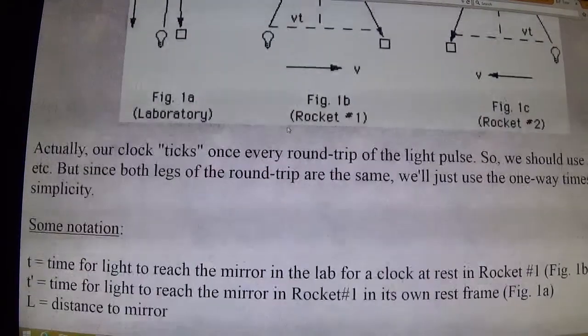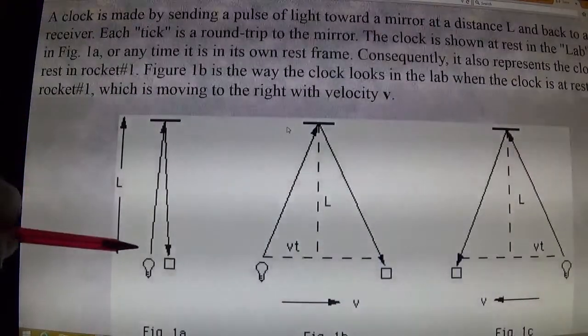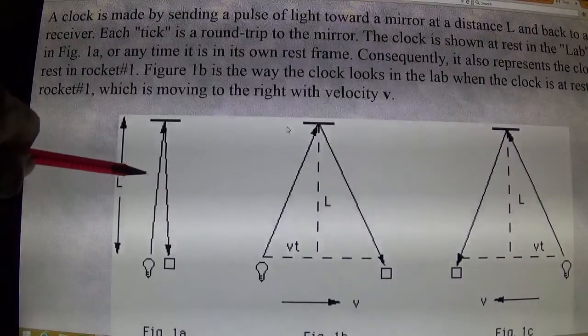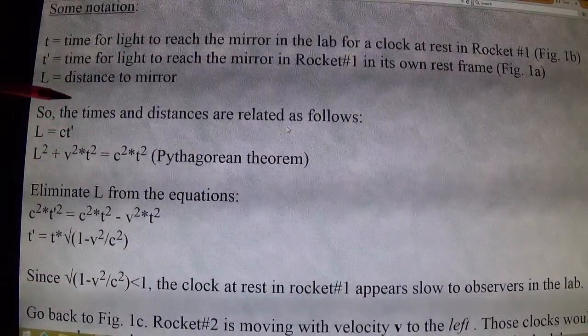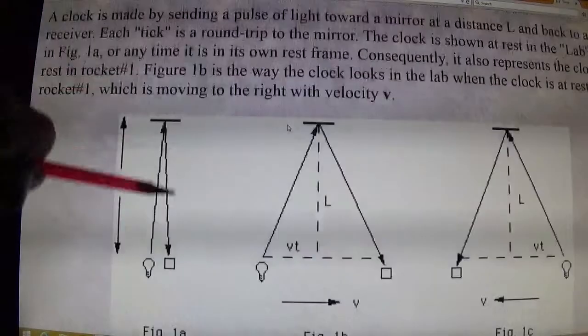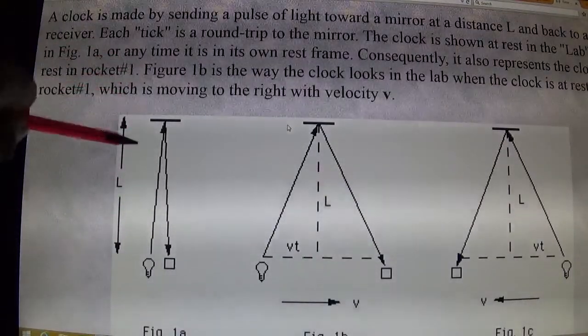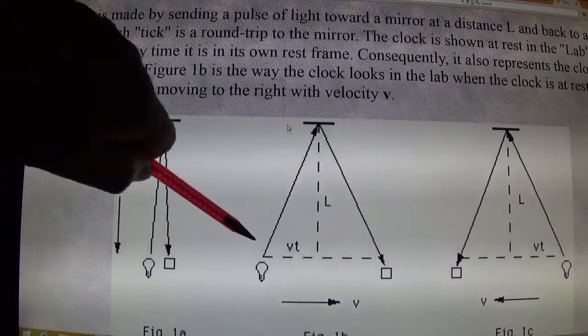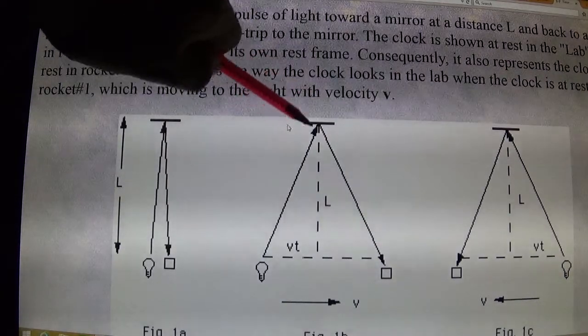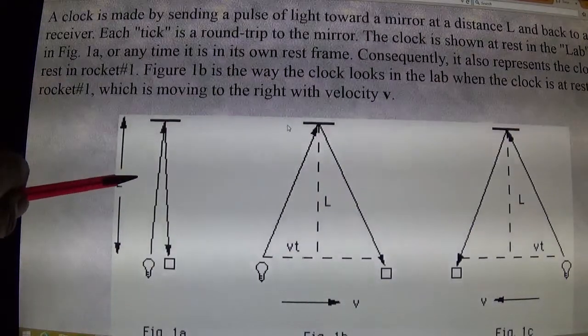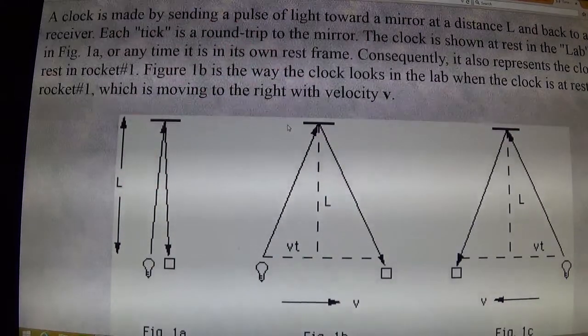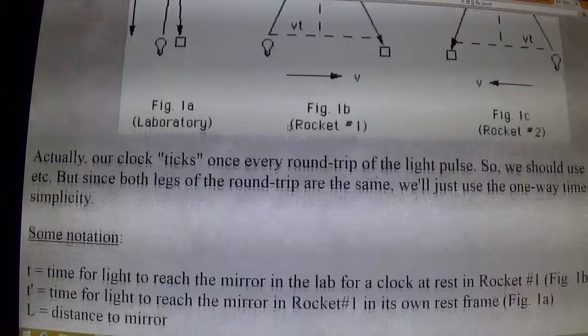So you're saying the time for the light to go up here is T prime, the time for the light going that way is T, and then you've got time dilation. So T prime is different to T. That's how they get the time dilation equation.